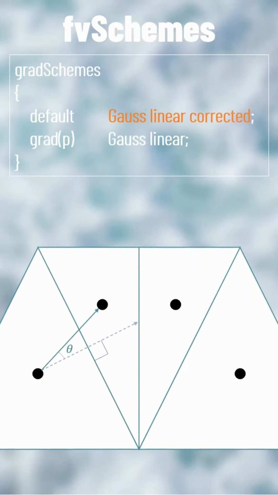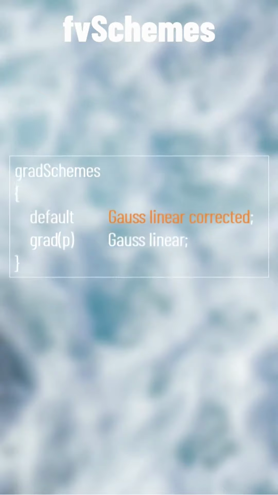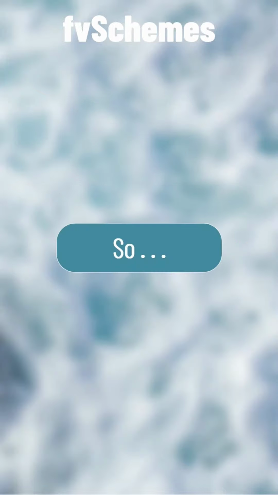Ultimately, we have the corrected term. This applies a non-orthogonal correction to account for the fact that the cell faces may not be perfectly perpendicular to the line connecting the cell centers. This helps improve accuracy on skewed meshes.